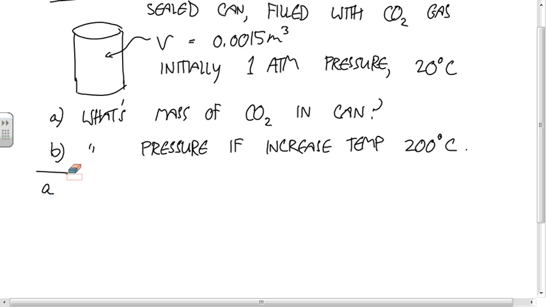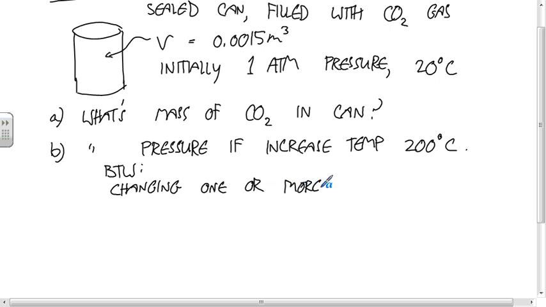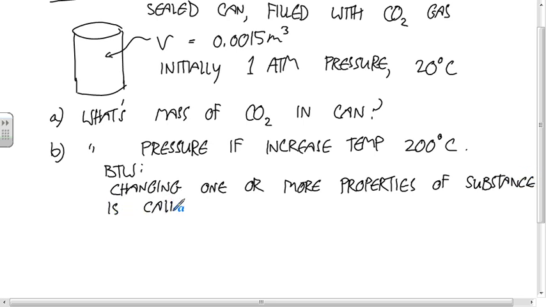And let me say something here. So part B, by the way, when you change one or more of these quantities that defines the state of a gas, changing one or more properties of a substance is called a process.